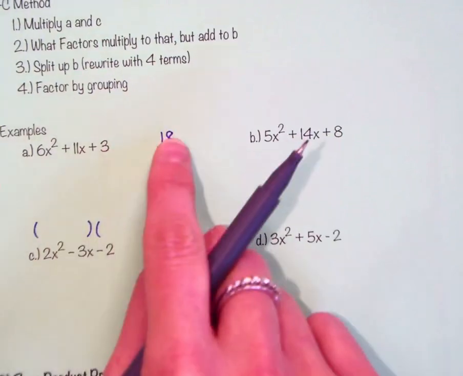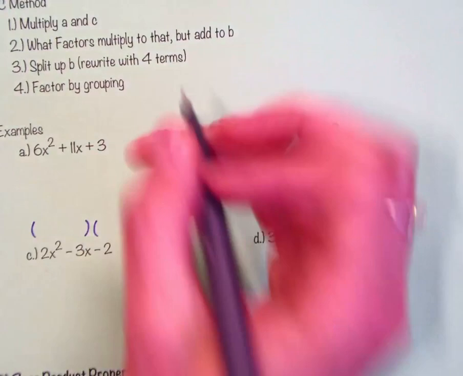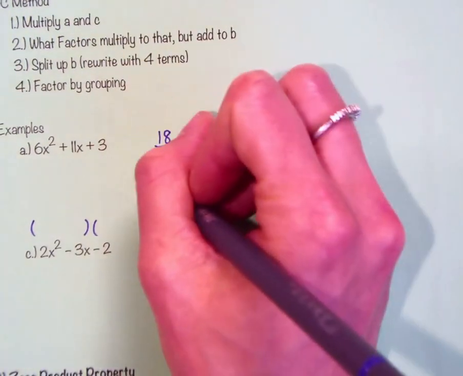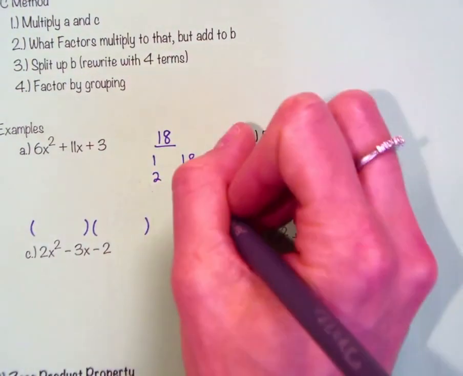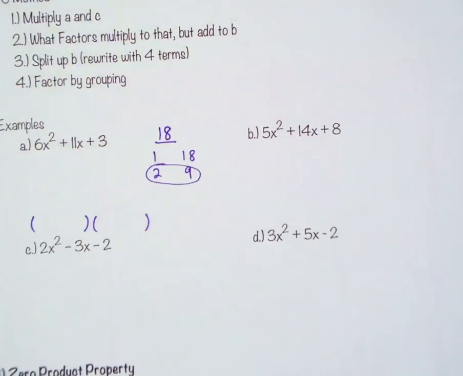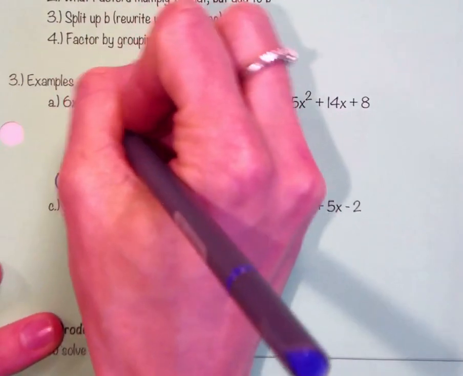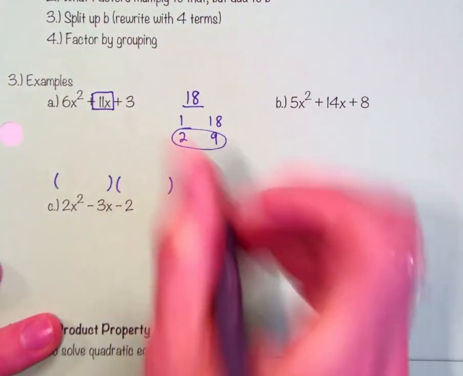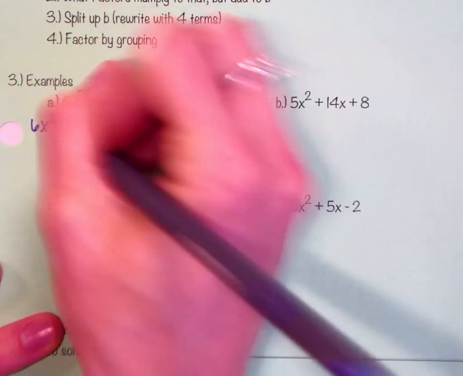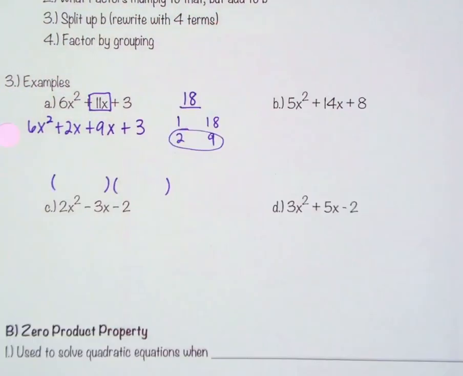So what we're going to do is look for 2 numbers that multiply to 18 and add to 11. Okay, so I think about the factors of 18. 1 and 18, I'm not going to be able to get 11 from that. 2 and 9, oh, there it is. 2 plus 9 is 11. So I'm going from this last step to this middle step here. So I'm going to rewrite this 11x as 2x plus 9x. So I would have 6x squared plus 2x plus 9x plus 3.